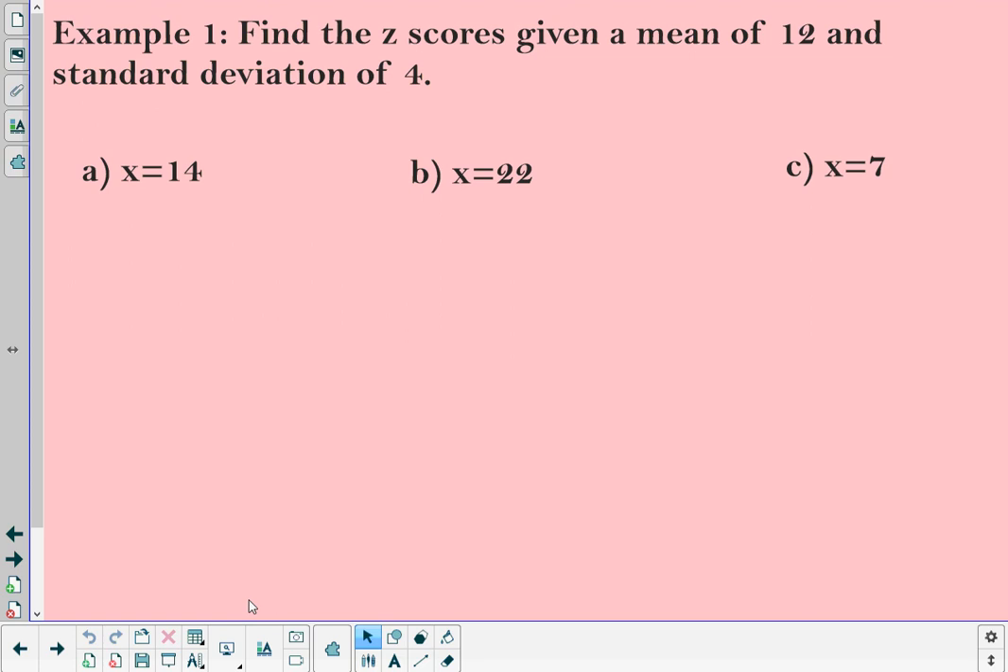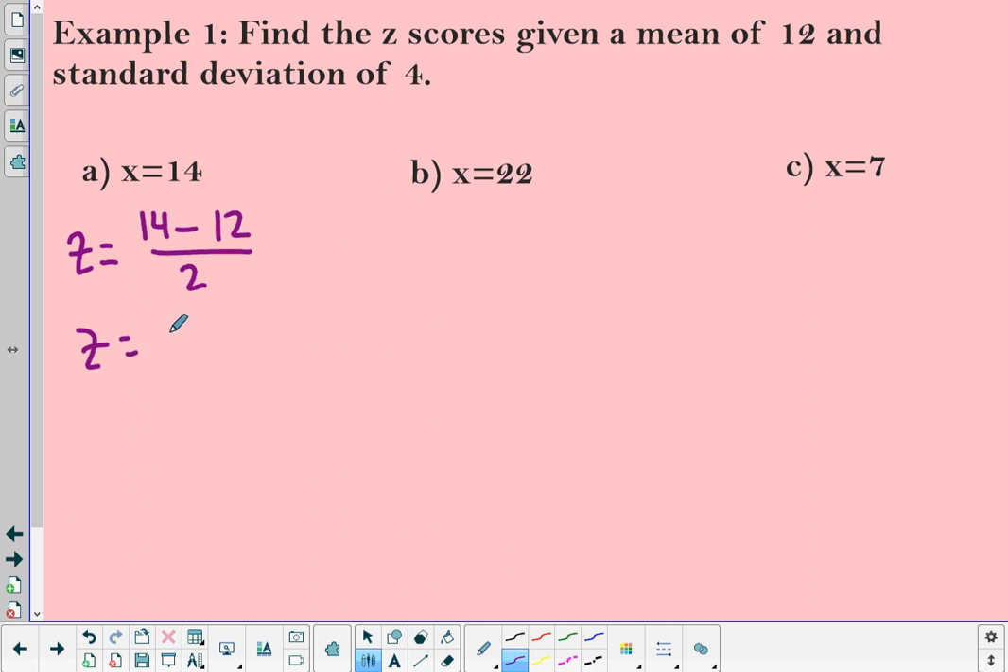In example 1, it says, find the z-scores given a mean of 12 and a standard deviation of 4. So if I have a mean of 12 and my data is x equals 14, that means that my z-score is going to be the data minus the mean of 12 divided by the standard deviation of 4. That's the same thing as 2 divided by 4, and 2 divided by 4 is 0.5. So our z-score is positive 0.5. So calculating that z-score, you take the data minus the mean divided by the standard deviation.